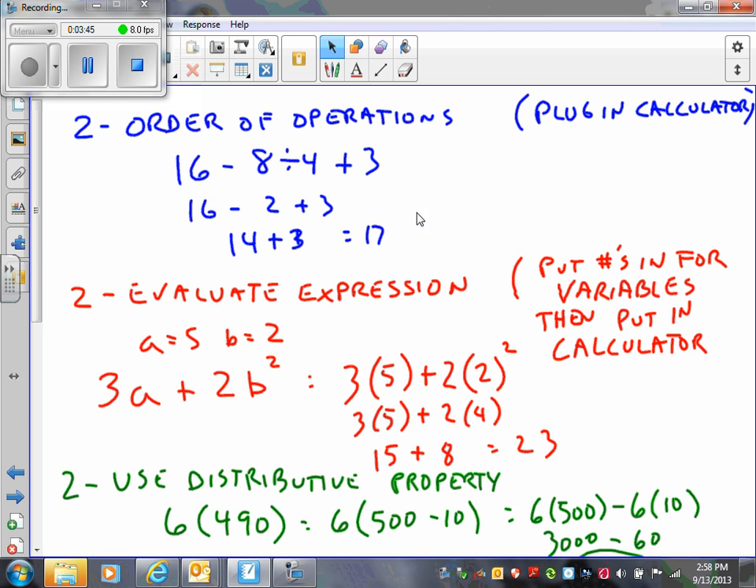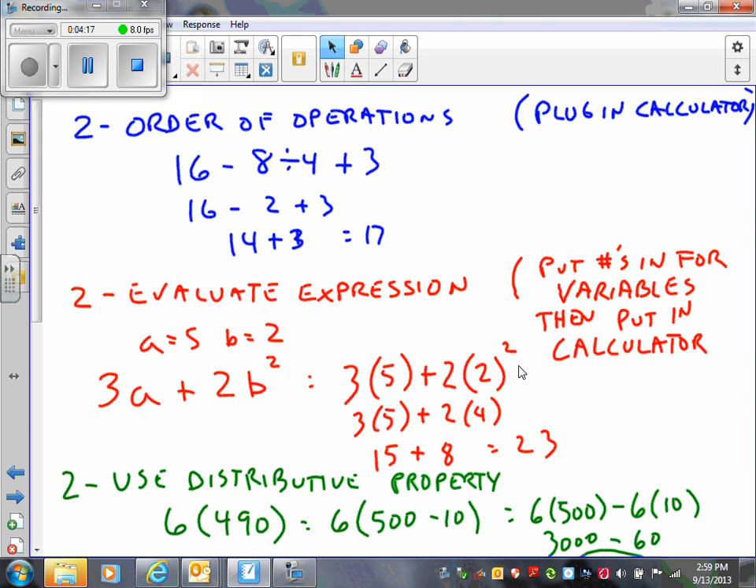That's the answer. You have 2 problems that you have to evaluate a given expression, and they're going to give you the values, the numerical values for the variables. So if I had a equals 5 and b equals 2, the expression 3a plus 2b squared, I would replace the a with the 5 and the b with the 2. Notice how I put those in there? I put the parentheses there to show the multiplication, because it's not 35, it's 3 times 5. And it's not 22 squared, it's 2 squared.